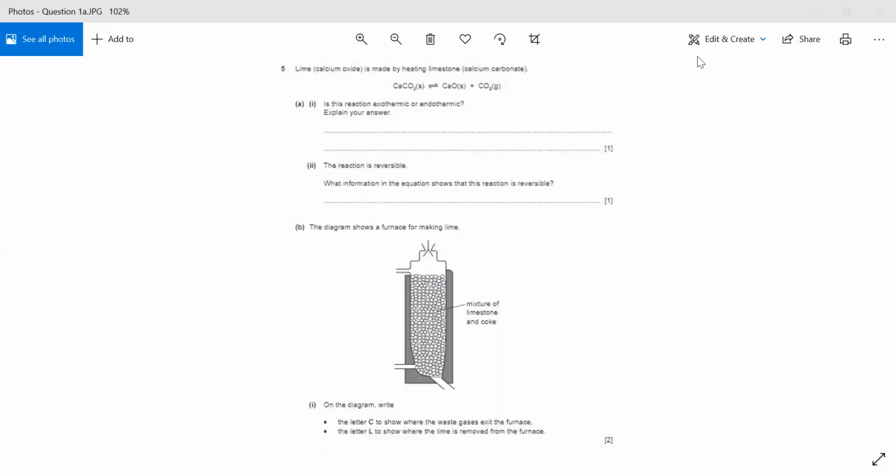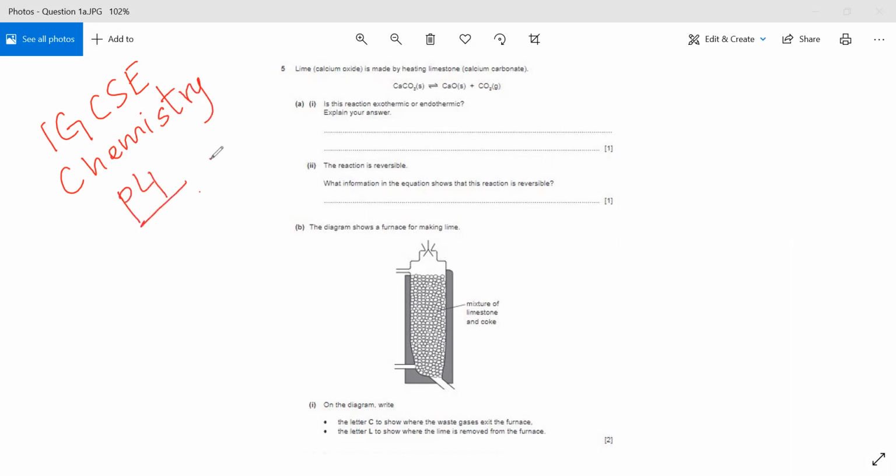Yes, so this is our next question from IGCSE paper 4. I write here, this is our IGCSE chemistry, paper 4. Calcium oxide, lime, is made by heating limestone. They have already given us the thermal decomposition equation. Now they are asking us whether the reaction is exothermic or endothermic, and we have to explain it as well.